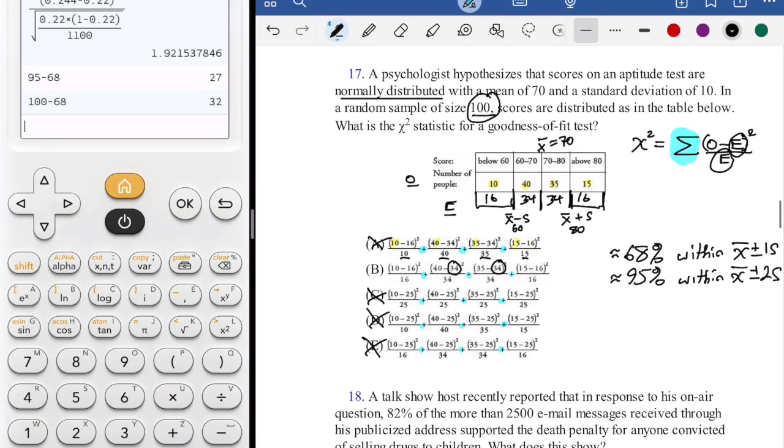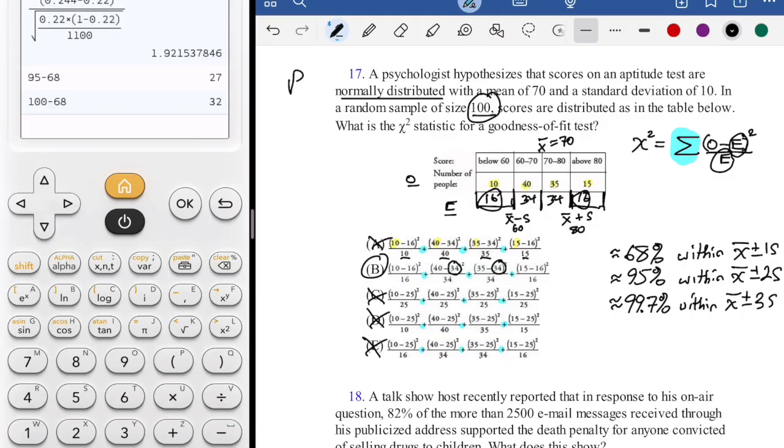All right, but while I'm here, about 99.7% within three standard deviations, X bar plus or minus 3s. All right, so these expected values match up, so the answer is B. But you got to be careful. I made the mistake here. I saw below 60, but in my mind I was interpreting it as 50 to 60, and then 80 to 90 over here. So just be careful with things like that.